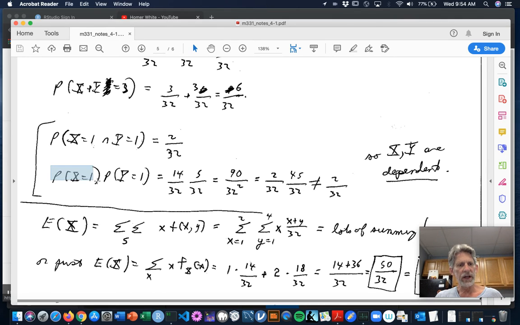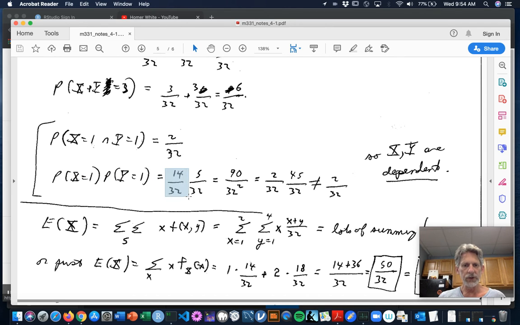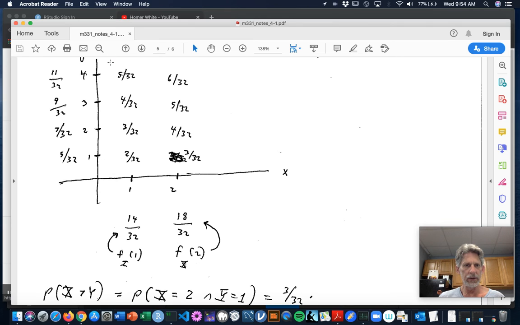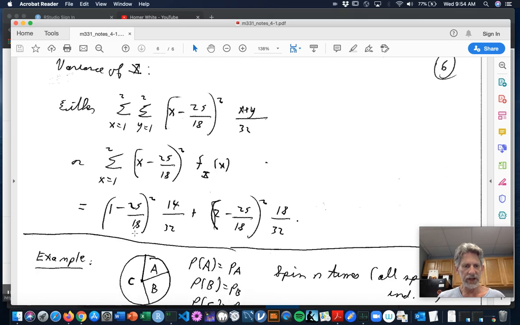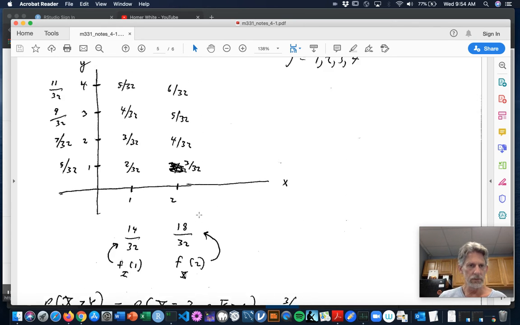What's the chance that x is 1 times the chance that y is 1? So this is different. I got to find the marginal where x is 1. So I head up, and that was where I added and got the 14 over 32. And similarly, what's the chance that y is 1? That's 5 over 32 when you consult that marginal.